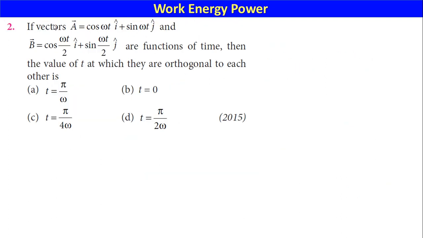Alright, next. If vectors A and B are functions of time, then the values of t at which they are orthogonal to each other is. So basically he has given that they are orthogonal to each other. What is the meaning of orthogonal to each other? They are perpendicular to each other. Just now we have discussed, A bar dot B bar should be equal to 0.